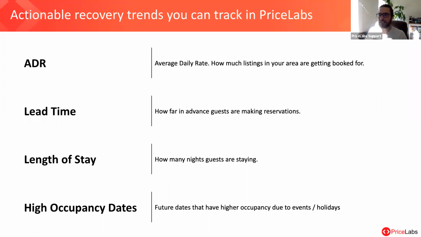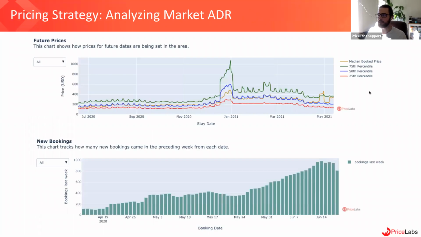But the main trends that we're looking at here, similar to those actionable items that you can take: first one, ADR, so average daily rate, how much you're charging, lead time, length of stay, and then looking at those high occupancy dates. So everything that we just gave those broad recommendations for, here's how to find that data for your specific market.